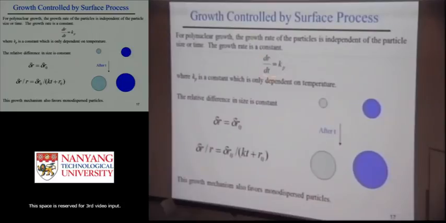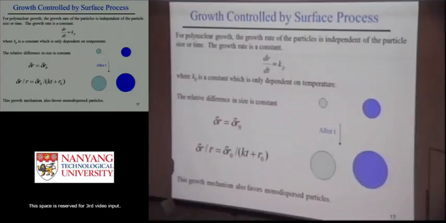So again, we need to solve this function and get the answer. What we get is delta R, which refers to the size difference of the nanoparticle, equal to delta R0. The size difference actually doesn't change. But if the size difference doesn't change, how can we understand the uniformity? Whether the particles become more uniform or less uniform, if the size difference stays constant.